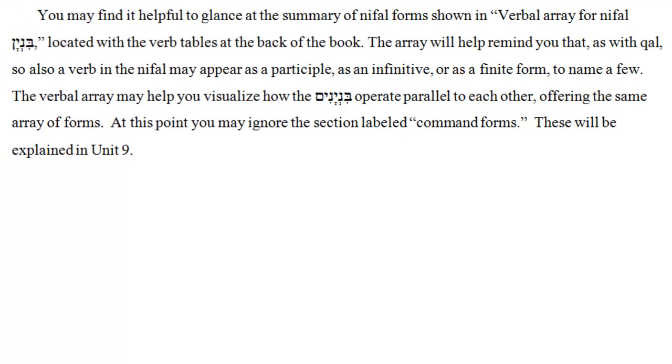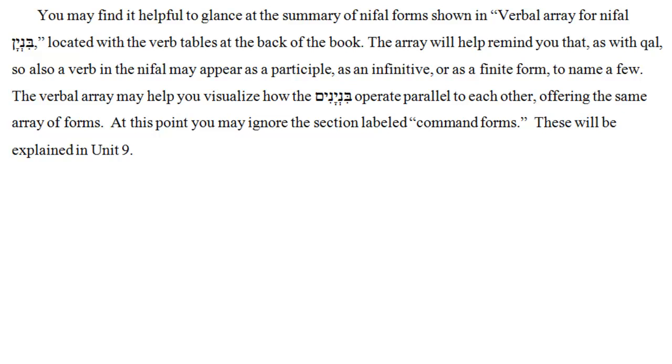Returning to the main part of the textbook, you may find it helpful to glance at the summary of Nifal forms, which are shown in the verbal array for Nifal binyan. This is an array that's listed at the back of your textbook. As you take a look at this array, it will remind you that just as with the call binyan, so also a verb in the Nifal binyan may appear as a participle, as an infinitive, or as a finite form.